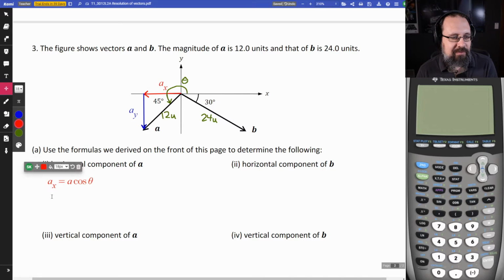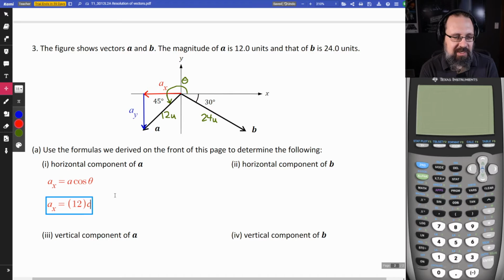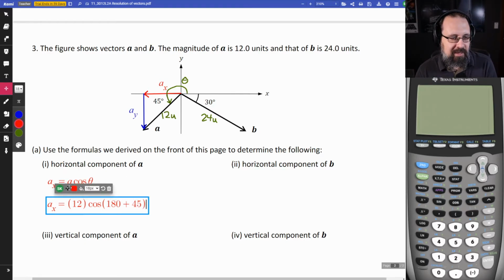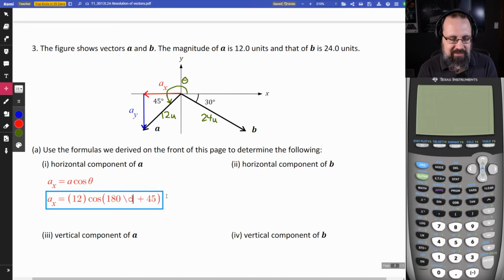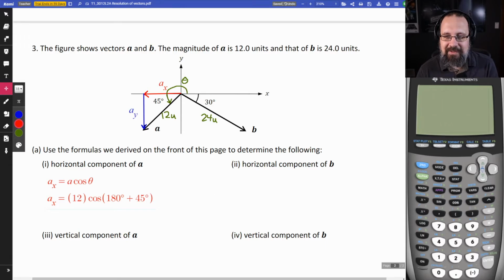So here we go. I'm going to come back down here and now I'm going to do AX is equal to, okay, so we know what A is. A is 12 units. And then we're going to do times the cosine of theta, which is 180 plus 45. And I probably should have put degrees here just to be 100% clear. All right, so now I can finally use the calculator that I've had sitting over here this whole video.